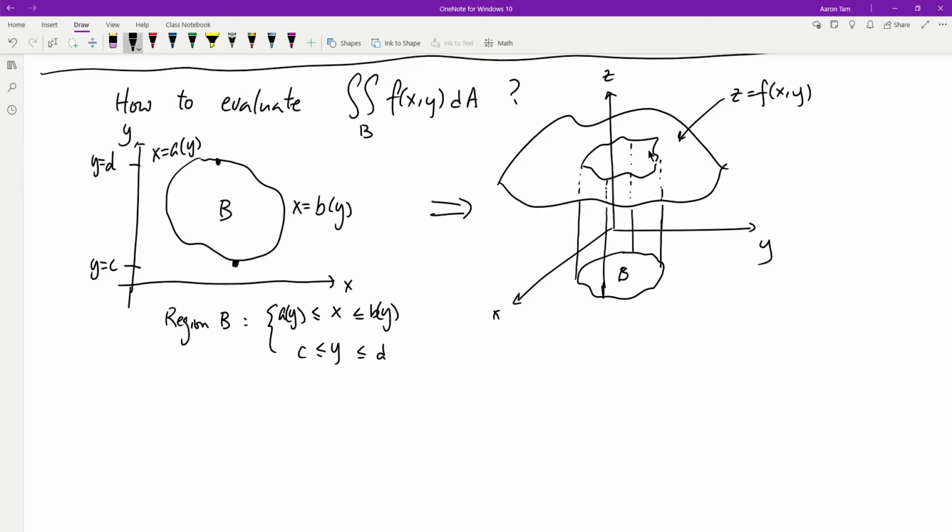Well, the idea is to make use of what we know. So what do we know? Well, we know how to find the area under a curve. So the question is, how do I use that to help me figure it out? So how about we do the following? Let's see if we can go through this discussion.